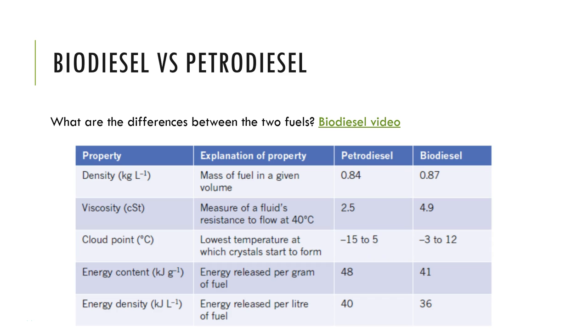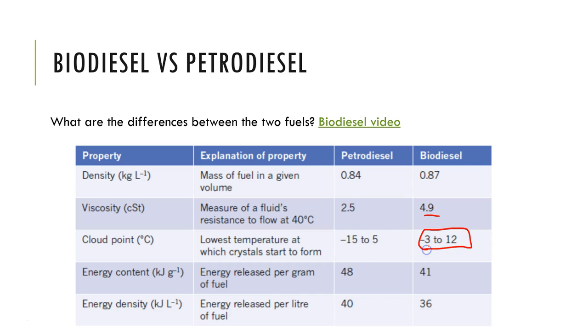So if we compare these, we can see that the different density, viscosity, cloud point, energy content, and energy density are able to be compared between the two. In terms of density, in terms of mass per volume, petrodiesel and biodiesel are similar, but biodiesel is a little bit more dense. Okay, so it will weigh a bit more for the same volume. The viscosity of biodiesel is actually almost twice that of petrodiesel. The cloud point of biodiesel is from -3 to 12 degrees, whereas petrodiesel is -15 to 5.